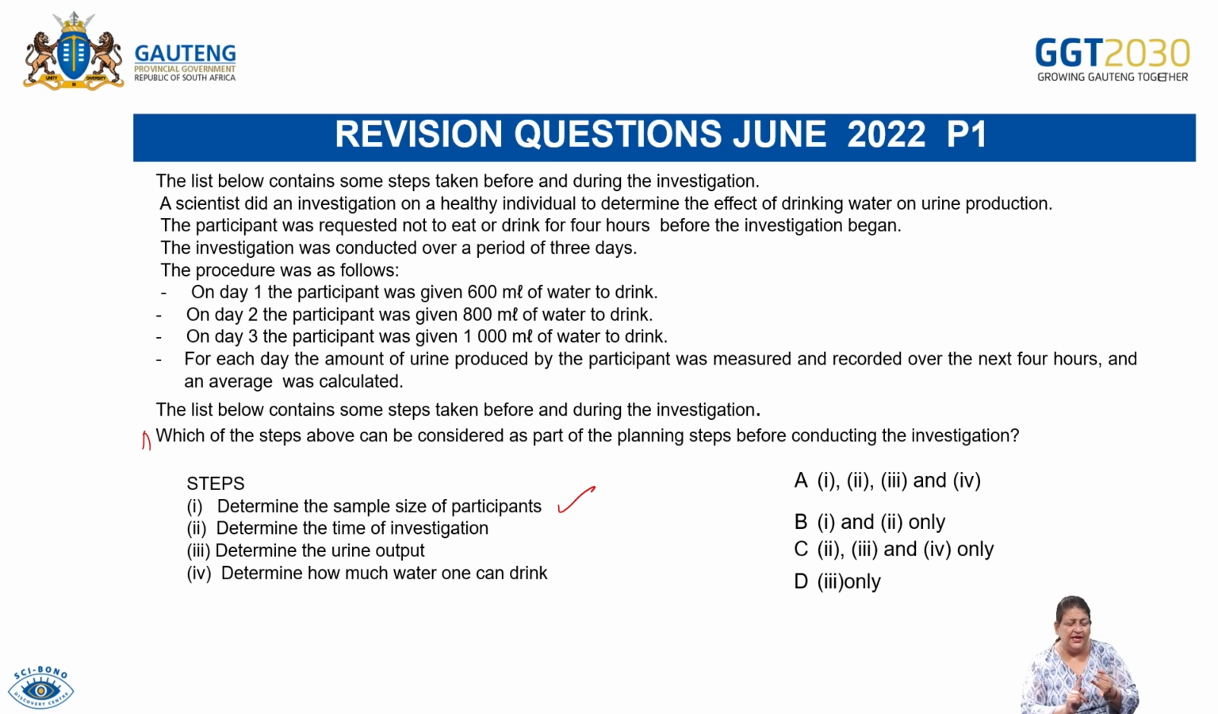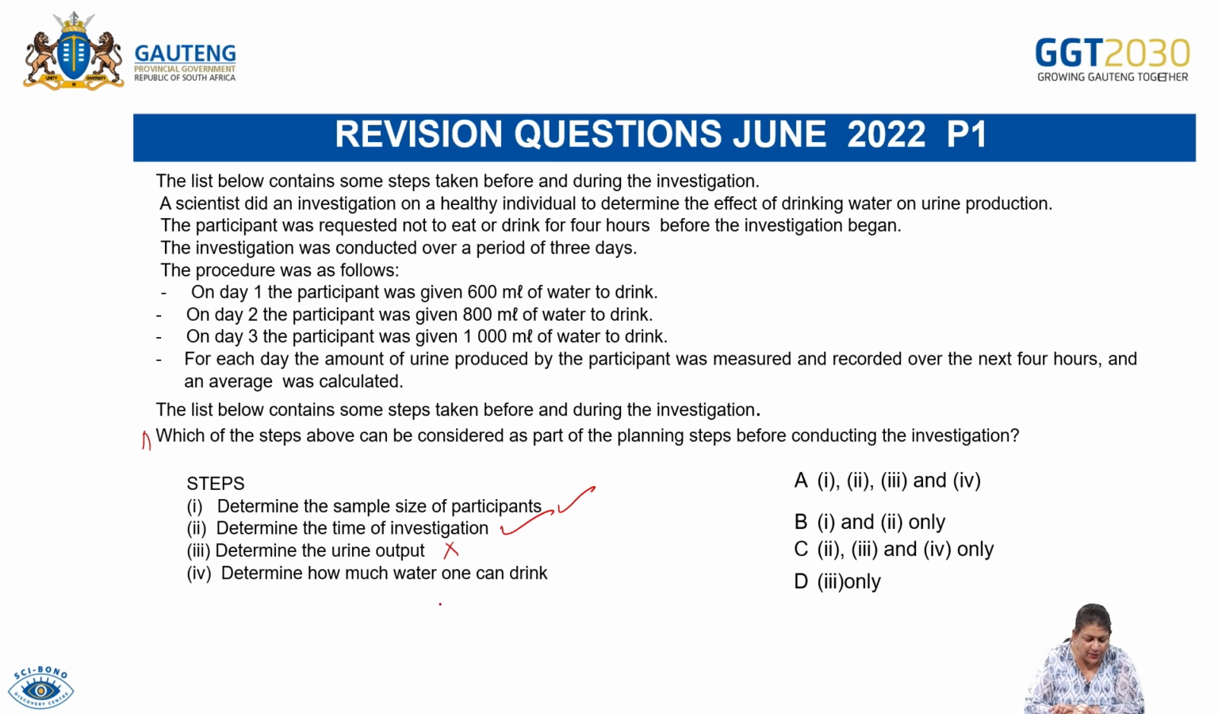That's one point. You must plan how many people you are going to be using in your investigation. That means you must determine the sample size of your participants. Right. But now in this investigation, I'm giving these participants water. How much urine will they produce? Can one of your planning steps be to determine the urine output? No. You can't predict what the urine output is, and it's definitely not a planning step. So those two are planning steps, but not to determine the urine output.